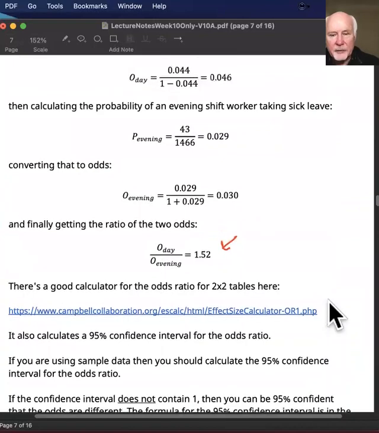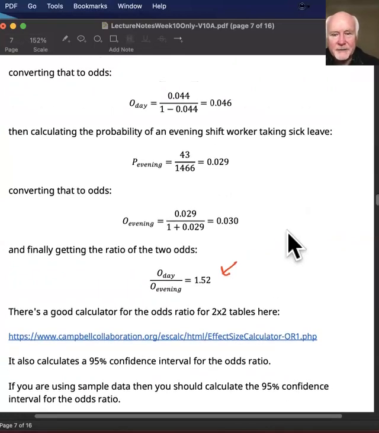Now, the way that odds ratios work is that if the odds ratio is 1, in other words, if both cases have the same odds, then there's no difference. So what you're looking for when you look at a confidence interval for odds ratios is, if the confidence interval doesn't include 1, then you can make a claim about being 95% confident that there is a statistically significant difference.